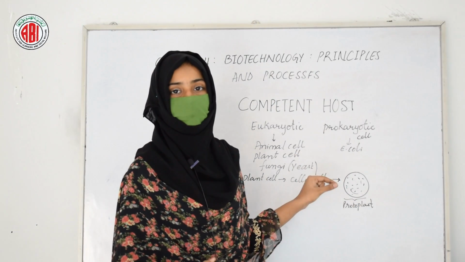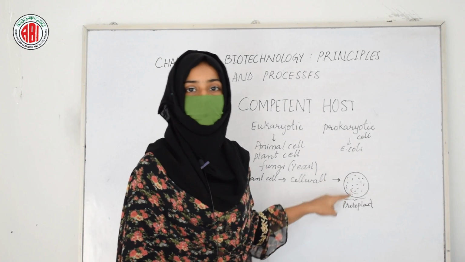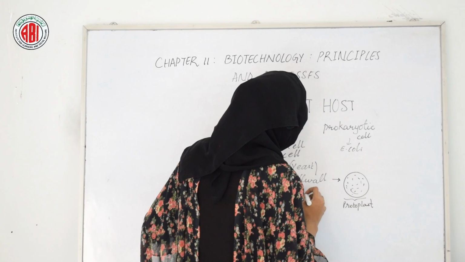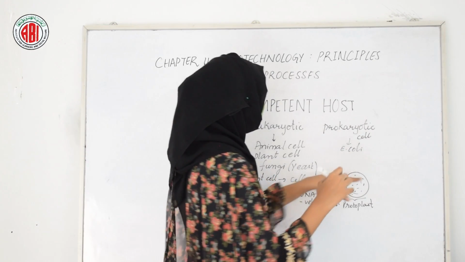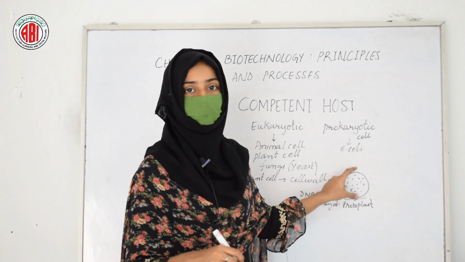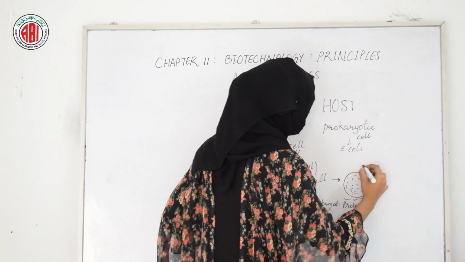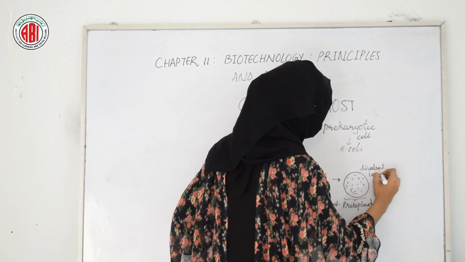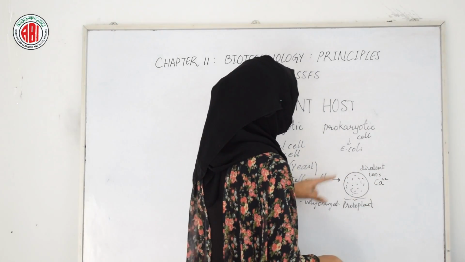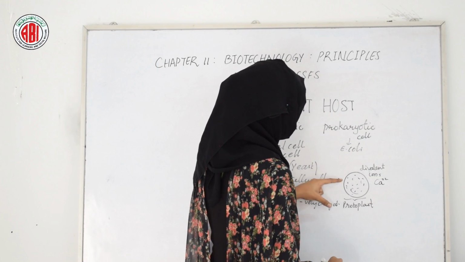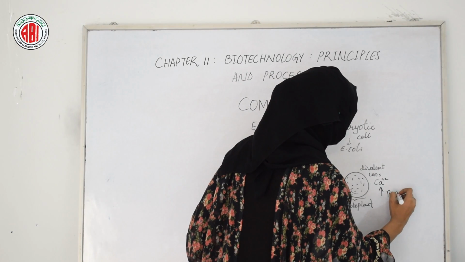Now, if a desired gene has to be inserted into the host cell, then we know that rDNA or gene is a negatively charged particle, and the plasma membrane is impermeable. So this plasma membrane has to be first treated with some divalent ion. Divalent ions have to be added to the plasma membrane, and these divalent ions can be added by using calcium.